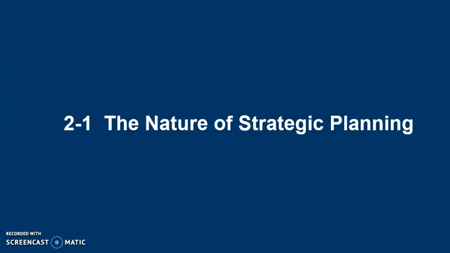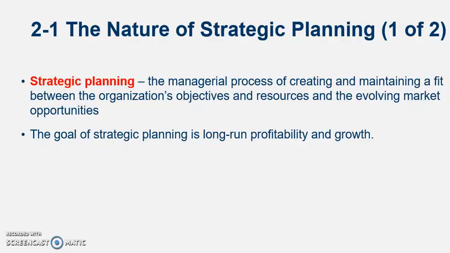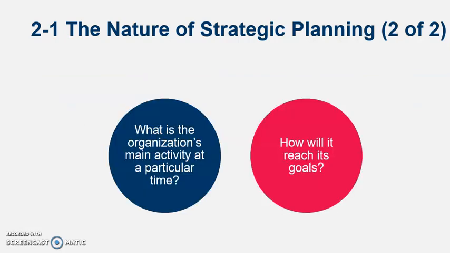Chapter 2, Part 1, The Nature of Strategic Planning. Strategic planning is the managerial process of creating and maintaining a fit between the organization's objectives and resources and the evolving market opportunities. The goal of planning is long-run profitability and growth. What is the organization's main activity? How is it going to reach its goals at what particular time? Because as we all know, some products have to evolve in order to stay relevant.